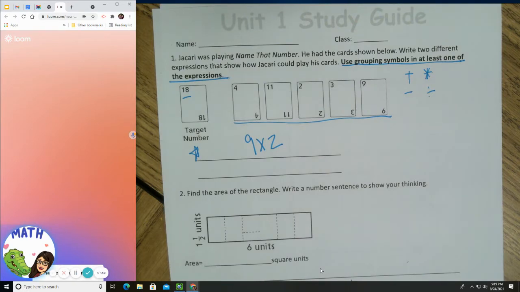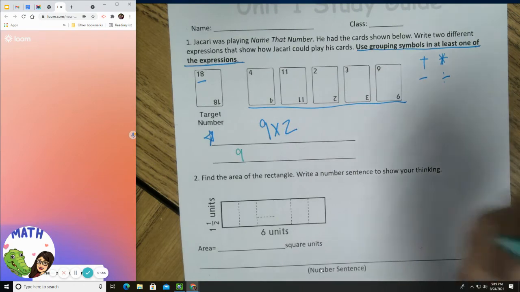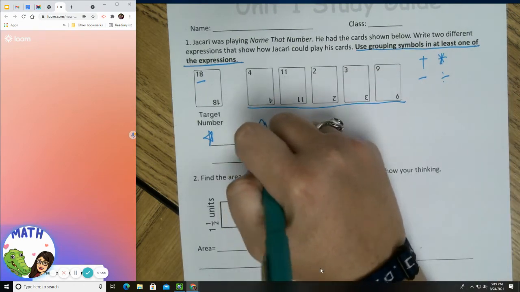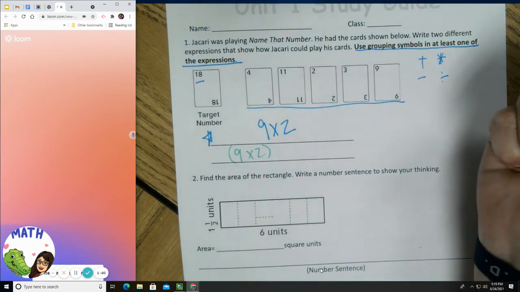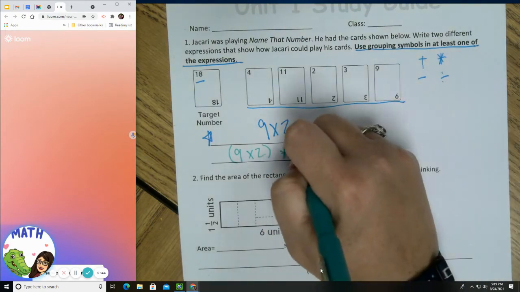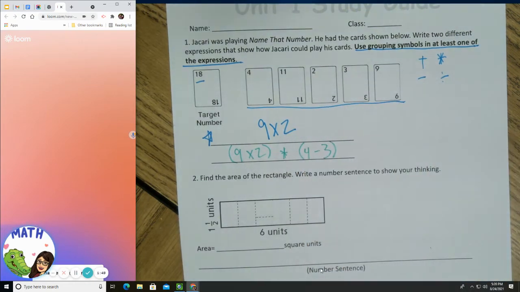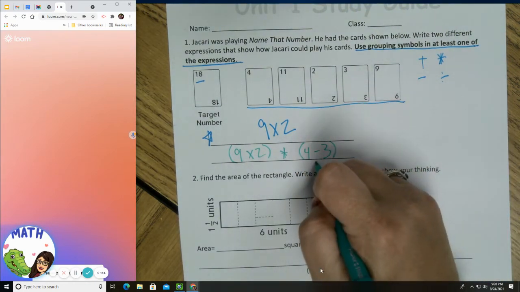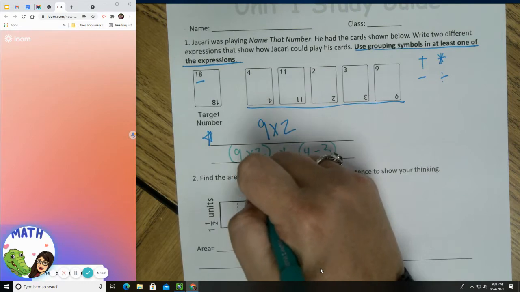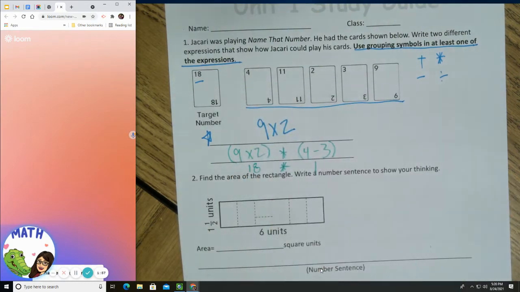I'm actually going to do the same idea. I'm going to do 9 times 2 in parentheses, and I'm going to multiply that by 4 minus 3. Using order of operations, 4 minus 3 is 1. 9 times 2 is 18. And if I multiply 18 times 1, my answer is 18.